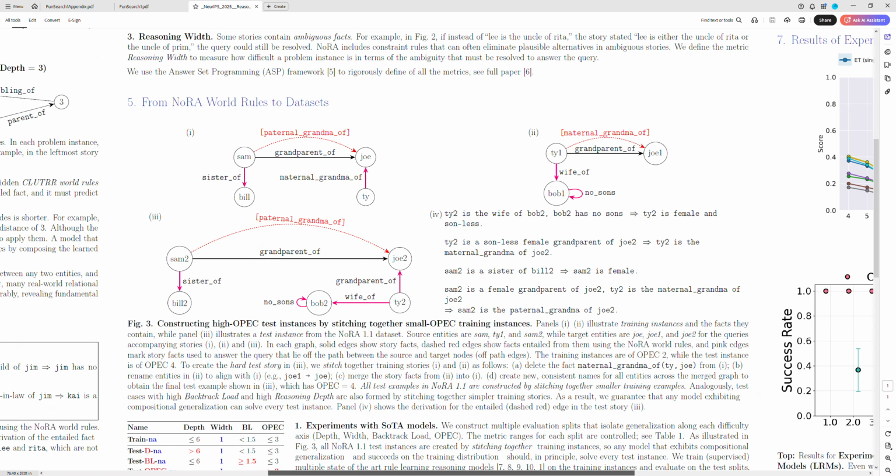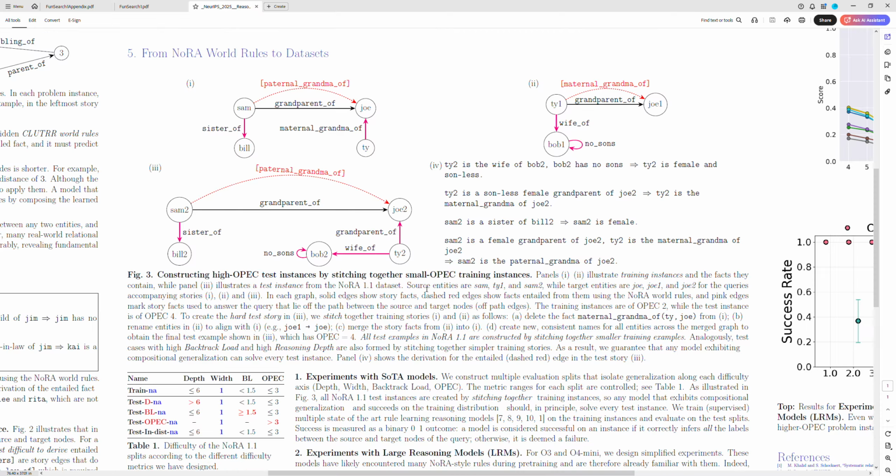So let me show this to you here in this figure. This figure illustrates this fact. So these two problem instances are training instances. So here's the first one. Once again, the bold edges are the story facts. The query is, what is the relationship between Sam and Joe? And this is a hidden entailed fact that we will need to derive in order to solve the query.